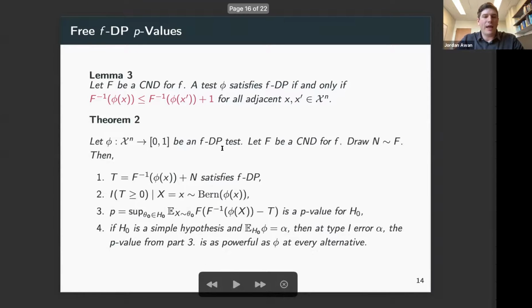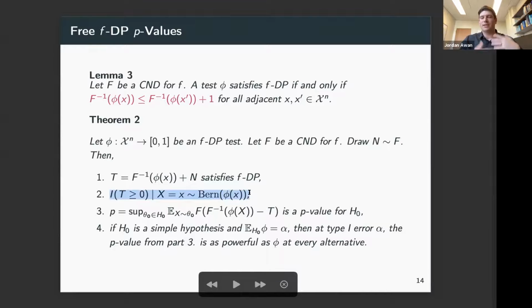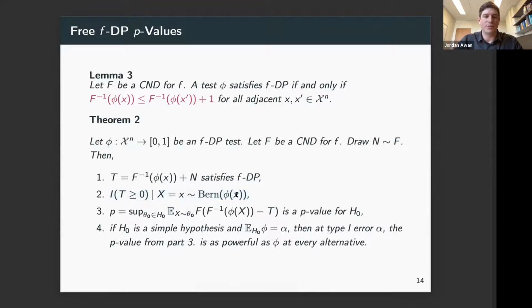And so we could add noise to it from a CND, and we would get a statistic T that satisfies f-DP. So we started with a binary accept-reject test, and now we have a test statistic. And it turns out by property 2 that post-processing this gets us back the exact test we started with. So we got something for nothing, really. We have a test statistic with the same power. We could also get a p-value that's perfectly valid.